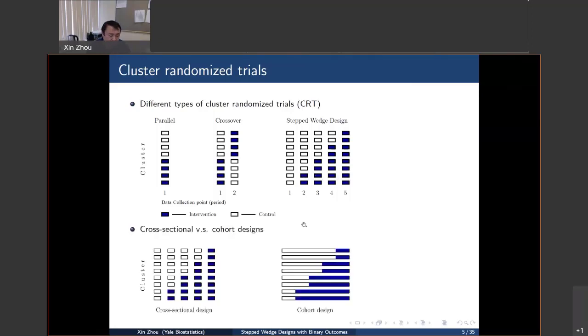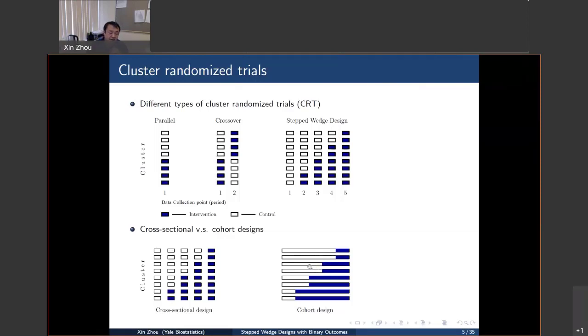I also want to clarify 2 types of step-wedge designs: cross-sectional design and cohort design. In a cross-sectional design, only one measurement of the outcome is taken per individual, and new individuals enroll at each new period. Whereas in a cohort design, individuals enroll at the beginning of the trial and have repeated measurements of the outcome taken over different periods.